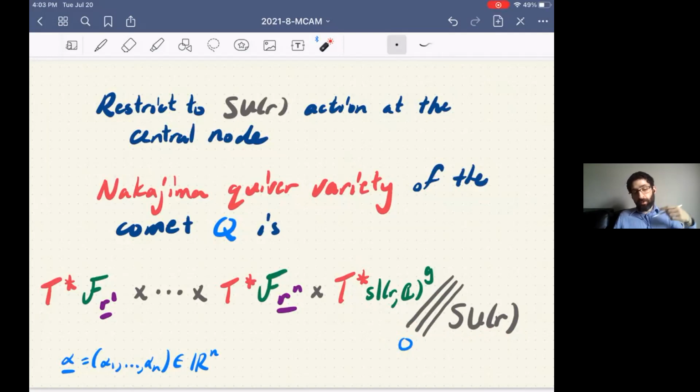Okay, you can ask where did the stability parameter go? It's hidden in each of these partial flag varieties. There's an alpha 1 here, and so on up to an alpha n, a real parameter for each of these partial flag varieties. But this is the Nakajima quiver variety associated to that comet-shaped quiver that I drew.